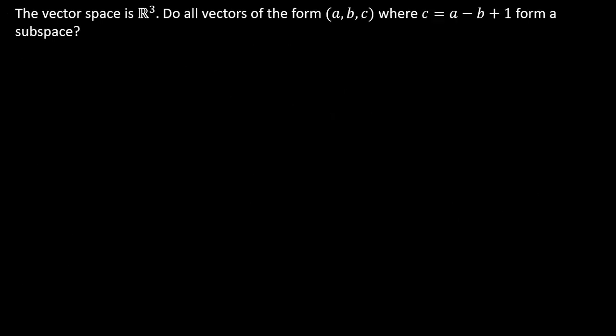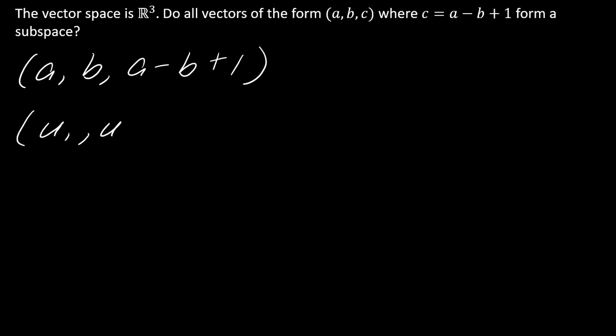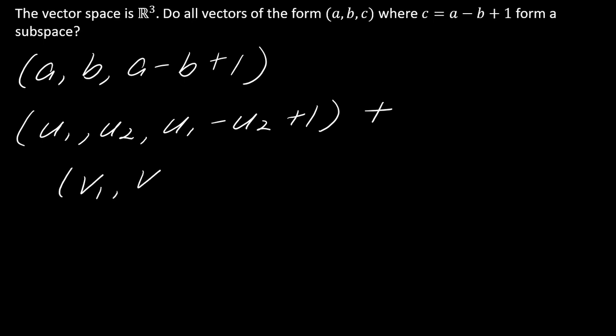Okay, moving on. We're still in R3, so do all vectors of the form (a, b, c), where c equals a minus b plus 1, form a subspace? Another way to visualize that would be (a, b, a minus b plus 1). This is the form that my vectors need to keep no matter what. So I'm going to take a first vector, (u1, u2, u1 minus u2 plus 1), and then I will add to it a second vector, (v1, v2, v1 minus v2 plus 1).